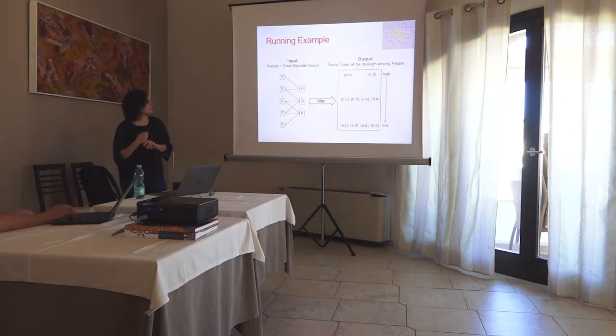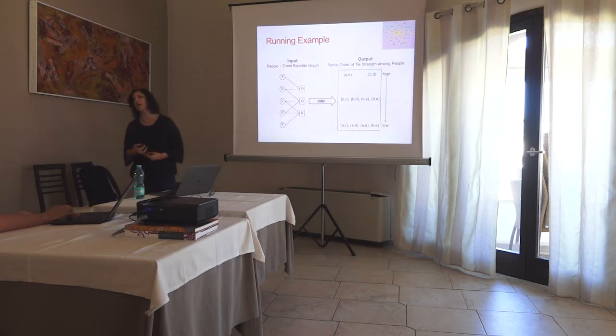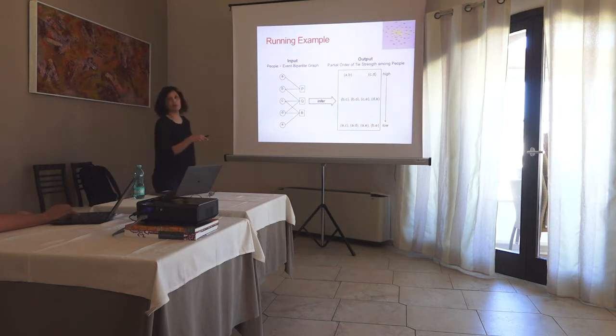So let's look into this. Again, this is our running example. I have some people, and I have some events, and what I really want to do is extract this network up top. But actually, one of the results that we found is that there is no fixed set of axioms that will give you a total ordering on the edges, where you can come up with a graph on the top there. What you get is a partial ordering. And by a partial ordering, what I mean is that I cannot, just by a set of axioms, decide whether AB has a higher tie strength than CD. And I will describe why that is.